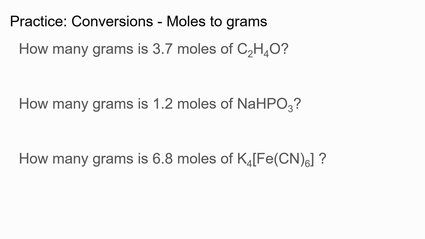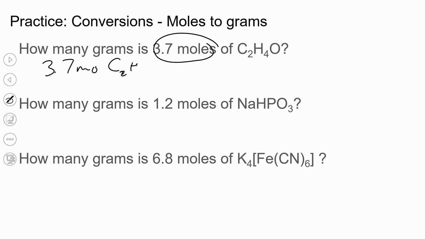Okay, I printed those off, so I'll get them to you. Let's look at the first one. We always start with the given value. We have 3.7 moles of this thing, C2H4O. We need a conversion factor, and what are we trying to get to?